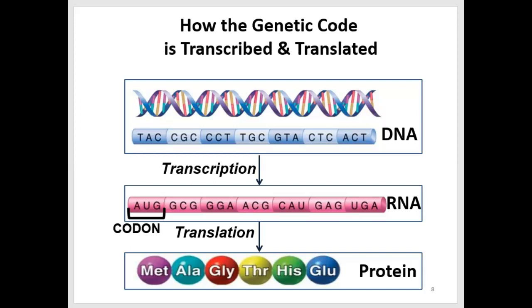Secondly, when translation occurs, 3 nucleotide bases provide the code for one amino acid. These 3 RNA bases are called a codon. The amino acid encoded by the codon AUG is methionine.